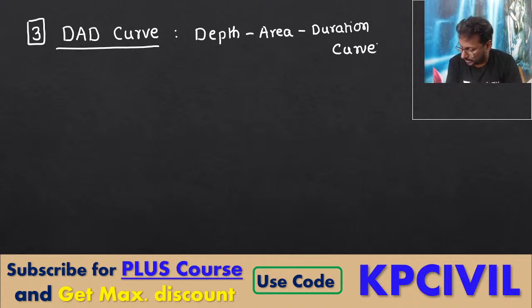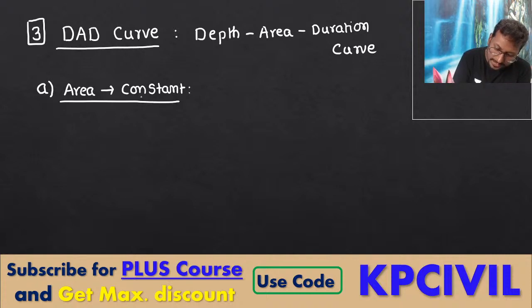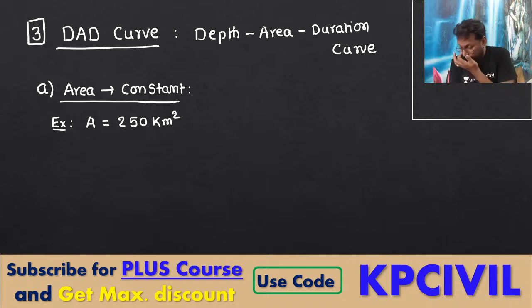What you have written, y by v? DAD curve, depth, area, duration curve. So first, what we are making under the first circumstance is: keep area as constant. For example, take the area of catchment as 250 kilometer square.